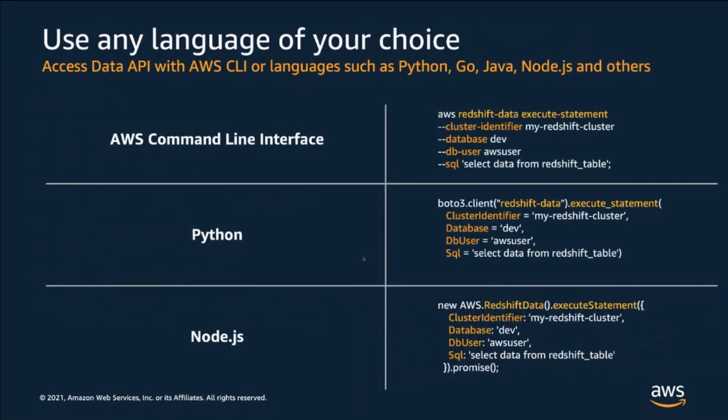This is how you interact with Data API using all these languages or the AWS command line interface or CLI. Say you want to select some data from Redshift table. With AWS CLI, you can run this command, aws redshift-data execute-statement, and pass these parameters, and then Data API would run this statement for you in AWS CLI. Using similar parameters, you can run this query in other languages too, like Python and Node.js as shown in this example.